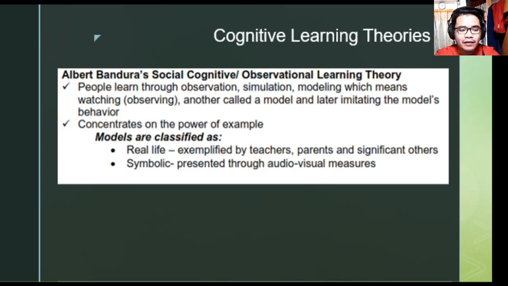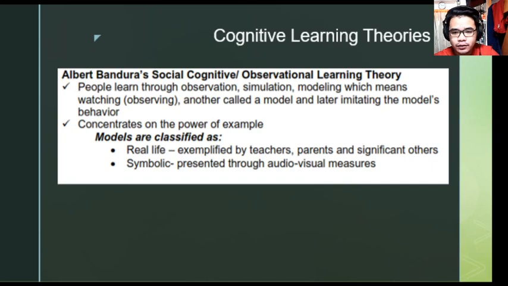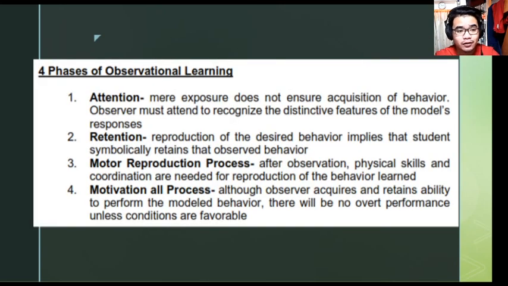So as parents, we have to regulate what our children are seeing on television, or in real life, because that in a way will affect how they behave. Okay, so yung symbolic natin, and of course we have the real life. So the best thing to do is that sa bahay pa lang, dapat we become role models as parents to our learners. And then according to Albert Bandura, there are 4 phases of observational learning: attention, retention, motor reproduction process, and motivational process.